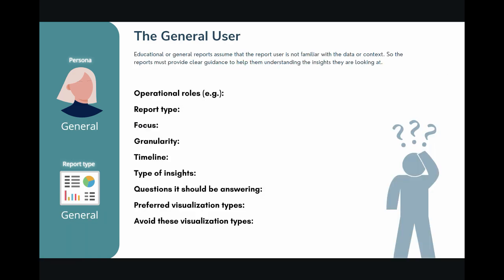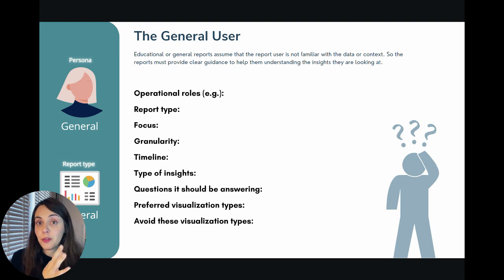for the business. Educational or general reports assume that the report user is not familiar with the data or context. So the reports must provide clear guidance to help them understand the insights they are looking at. As you can see from this slide, we can say that for this type of persona and report, there are no rules. You just need to make sure that everyone that opens your report will know how to use it and will understand the insights that it is showing.